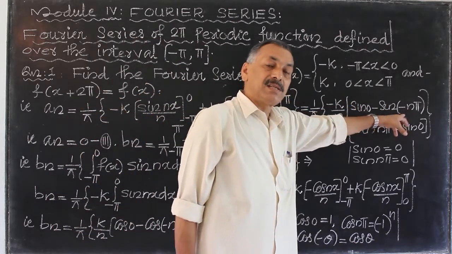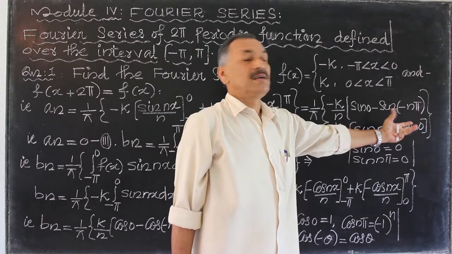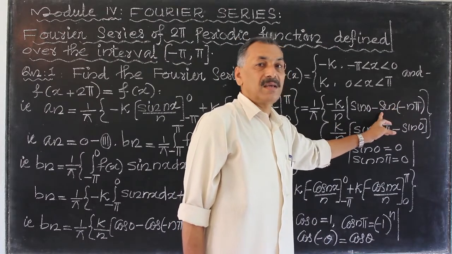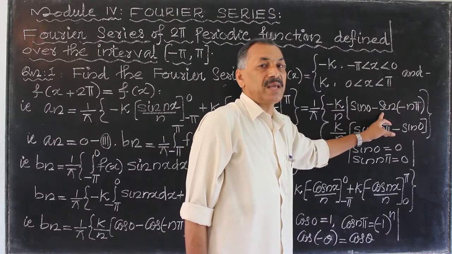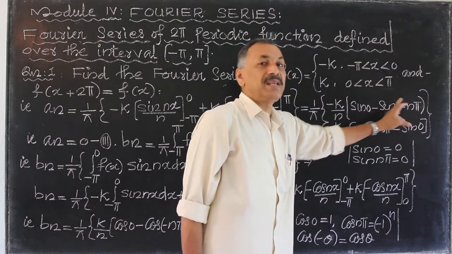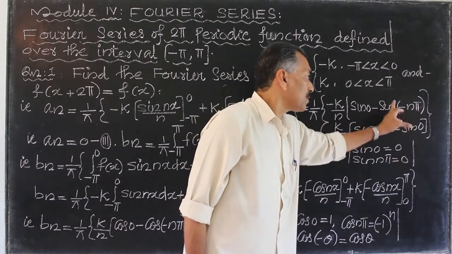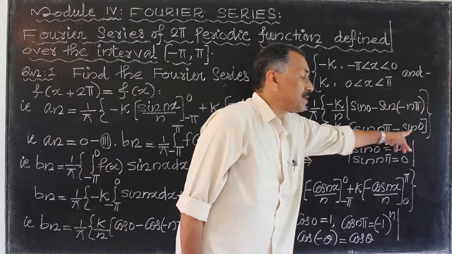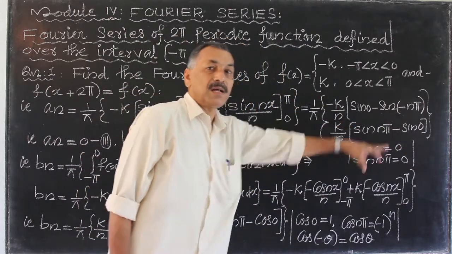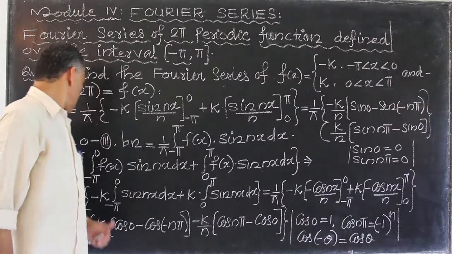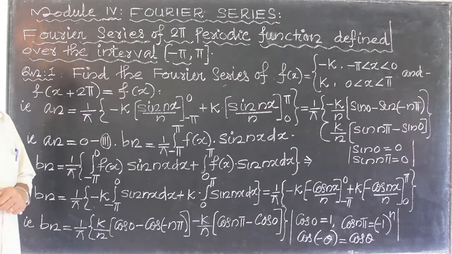Sin of minus theta is equal to minus sin theta. Now minus with plus sign: minus into minus sin theta, that is minus into sin n pi. Sin n pi is equal to 0. Here also sin n pi is 0, sin 0 is 0. Then minus k by n into 0. So an is equal to 0.